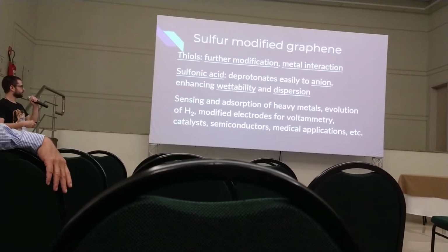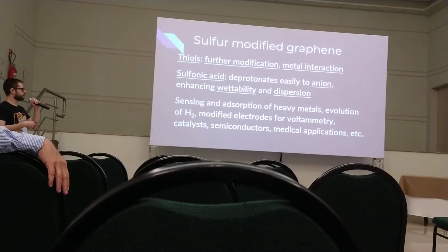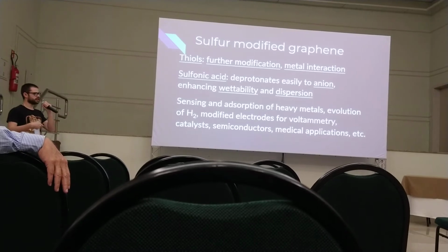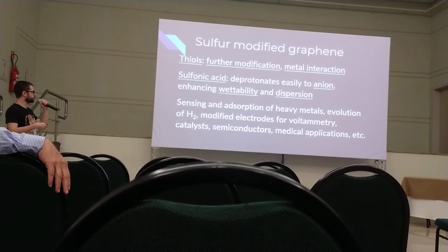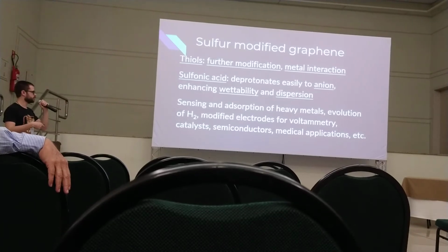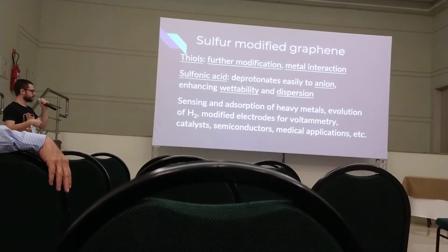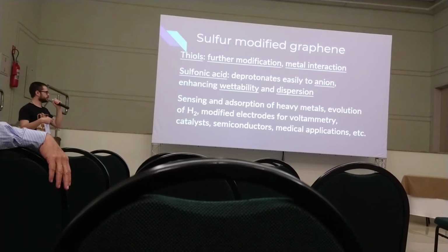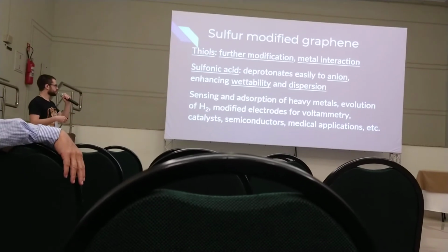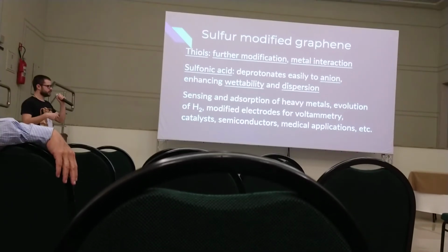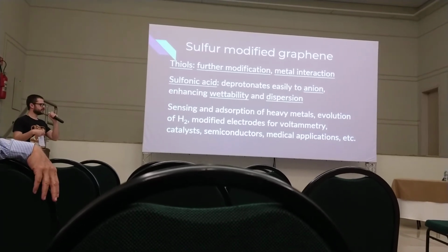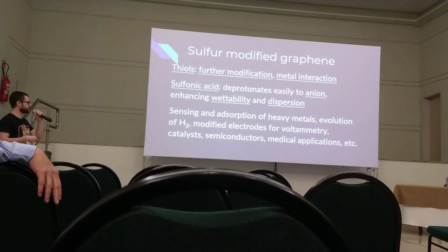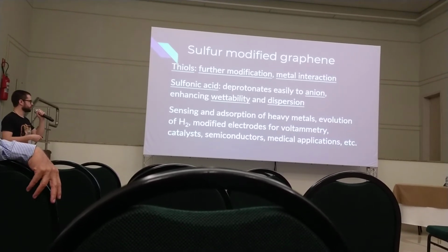And so the function of the thiols is enabling further modification via click chemistry reactions, which are very explored. And it can also interact with many heavy metals such as gold, mercury, cadmium, which can be used to sense and to absorb them to remove from a contaminated site. And the sulfonic acid, which is strongly acidic, and so it easily deprotonates to an anion, giving negative charge to the graphene, which increases wettability and dispersion.